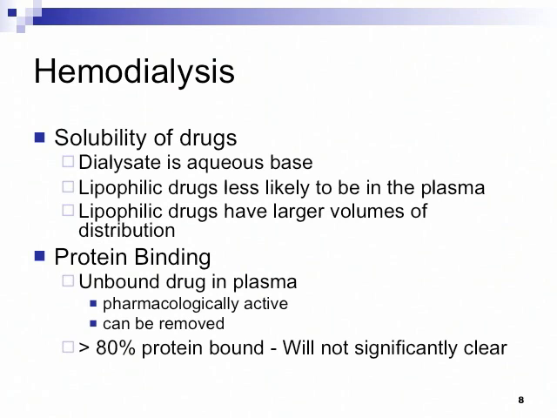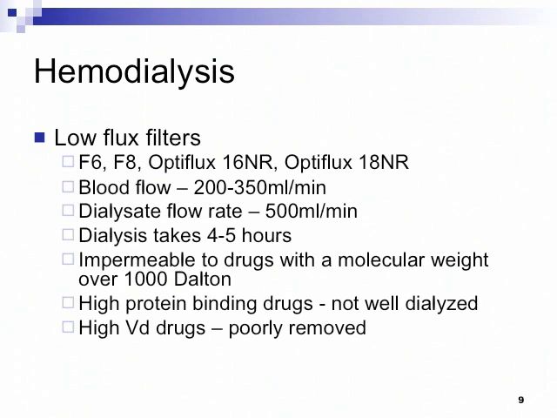How do we find the information? It's going to be in the package insert. Low flux filters, there are a couple of names. There are many different brands out there, so I'll just name a few that we use a lot at our VA: F6, F8, OptiFlux 16 NR, OptiFlux 18 NR.